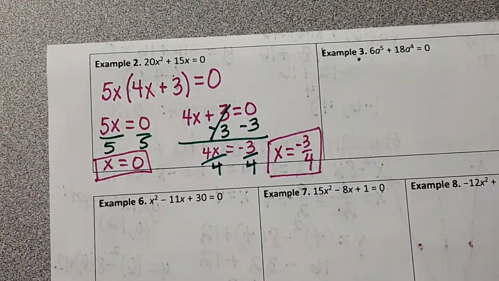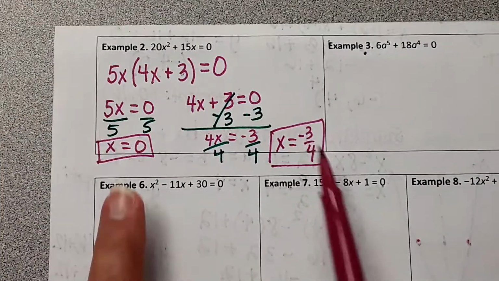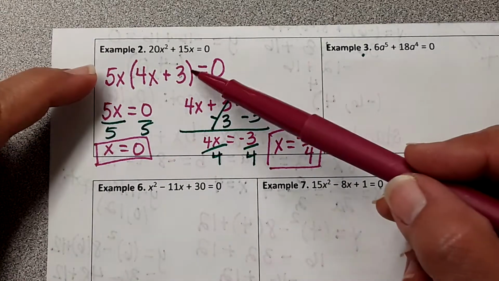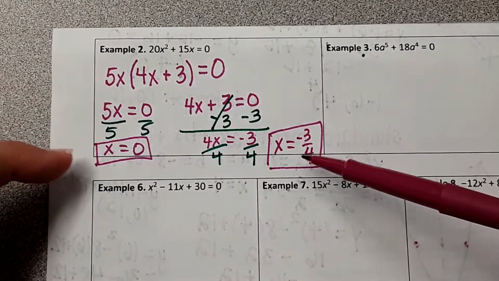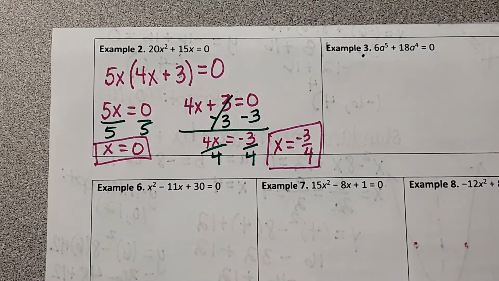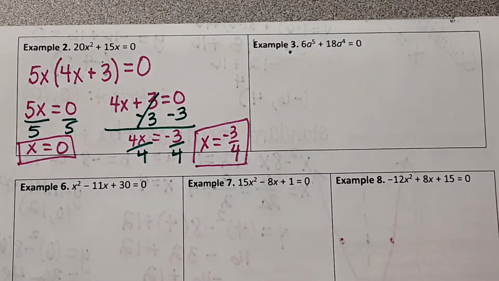So if they ask you for the roots, these are the roots. If they ask you for the factors, your factors are 5x and 4x plus 3. Factored form, roots, solutions, x-intercepts. Are we good with that? Okay, so now example 3, we're going to do the same thing.